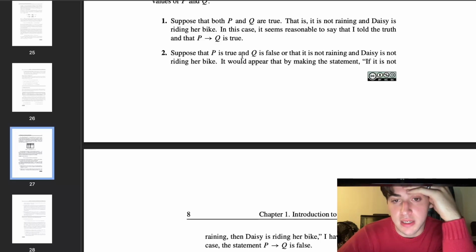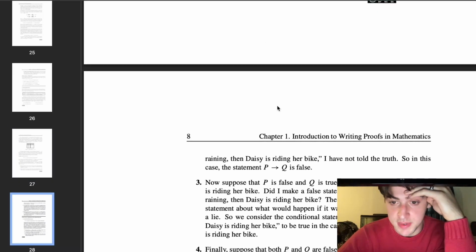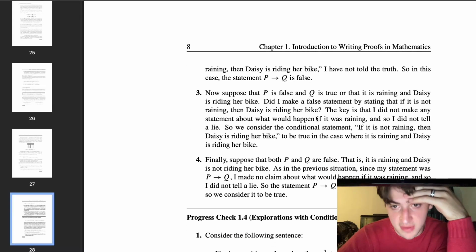Suppose that P is true and Q is false, or that it is not raining and Daisy is not riding her bike. It would appear that by making the statement, if it is not raining, then Daisy is riding her bike, I have not told the truth. So in this case, the statement P arrow Q is false.